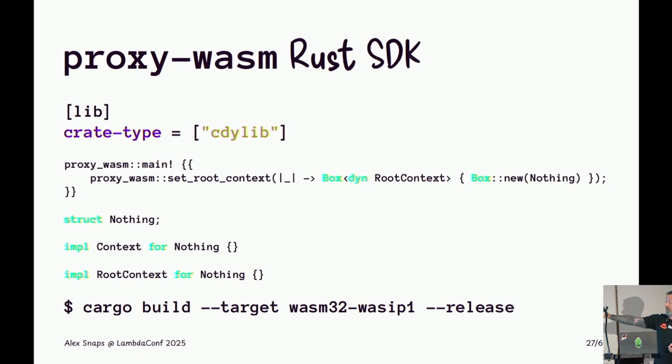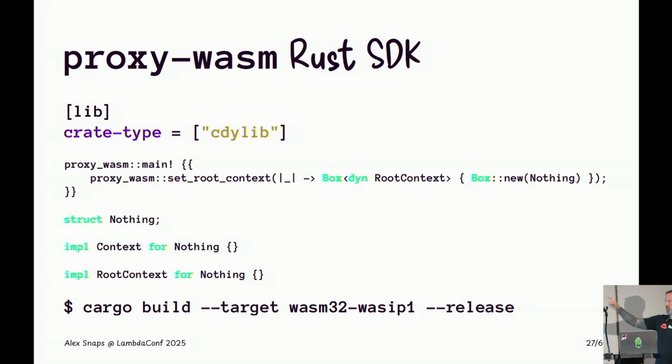Then there is a bit of, literally, I even think the implement context for nothing is just to be very expressive of what I mean. I don't even think we need that, but that's a minimal set of Rust code that you would need to write in order to get your thing to be loadable by Envoy.